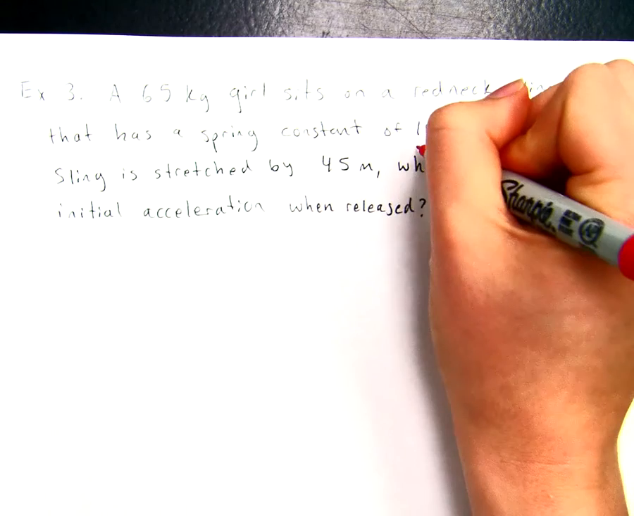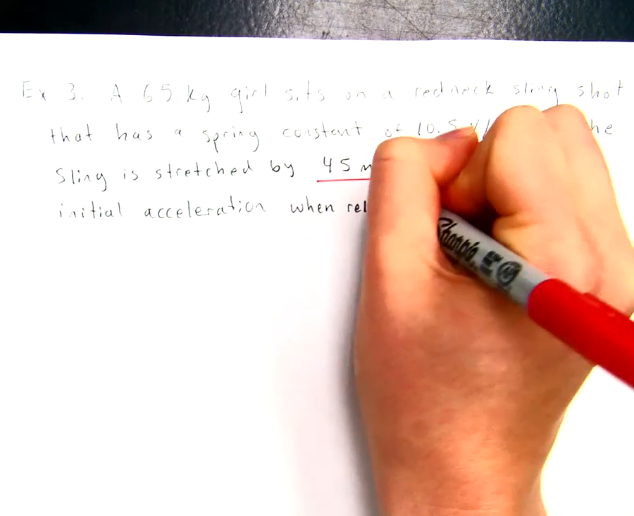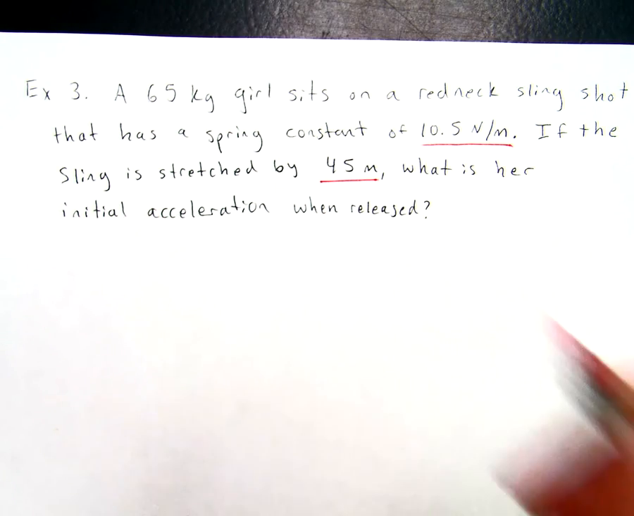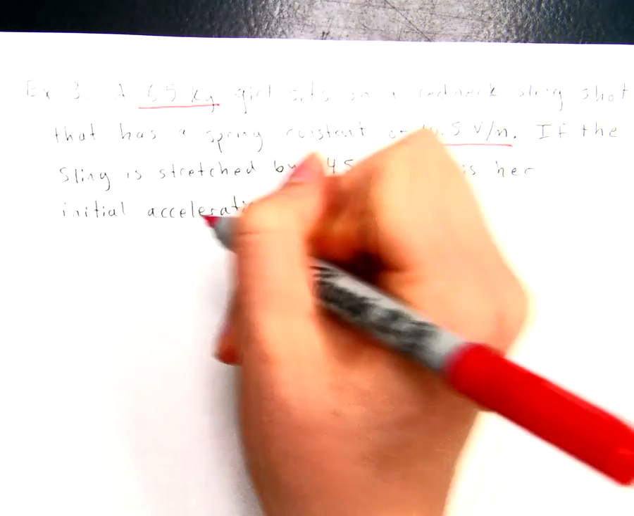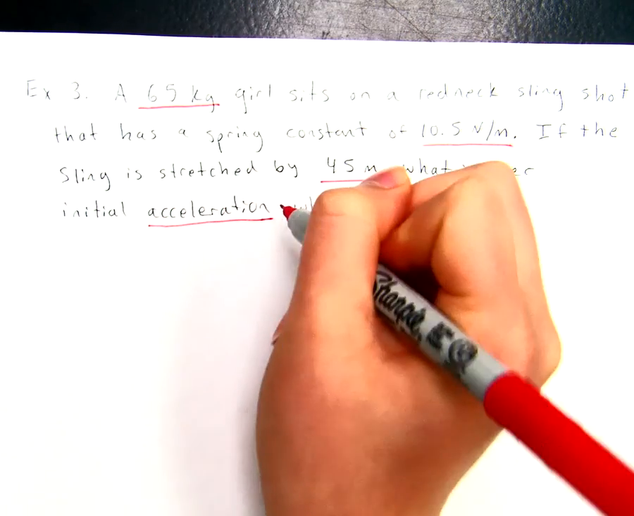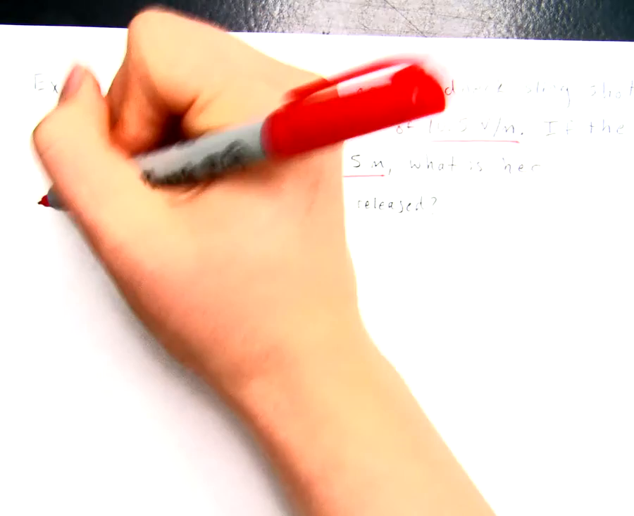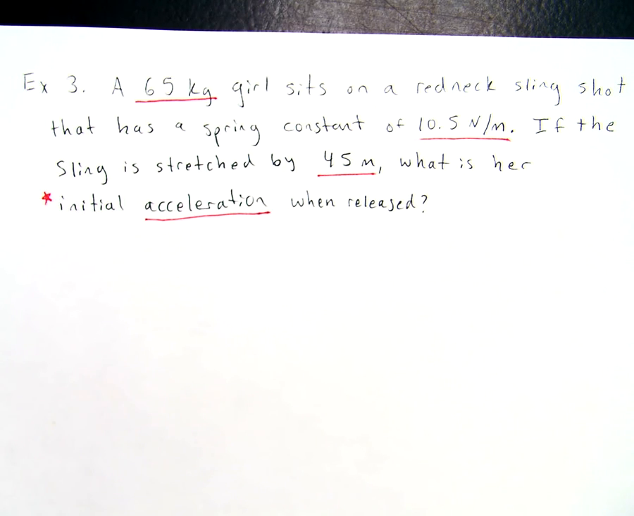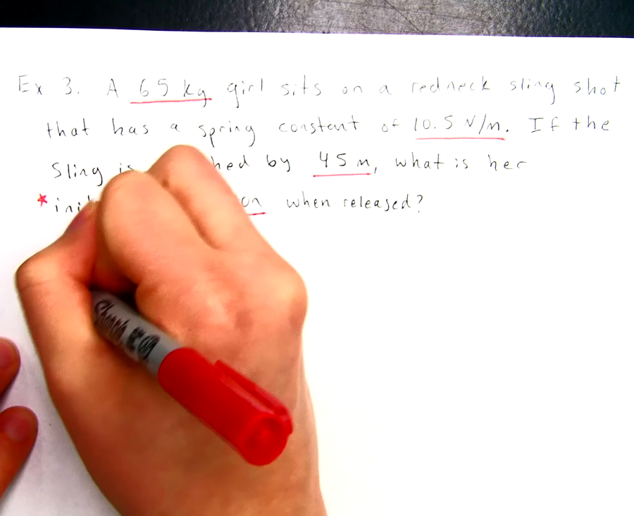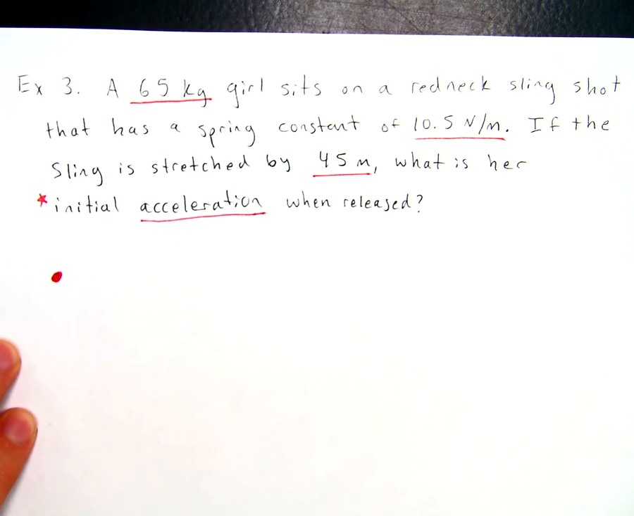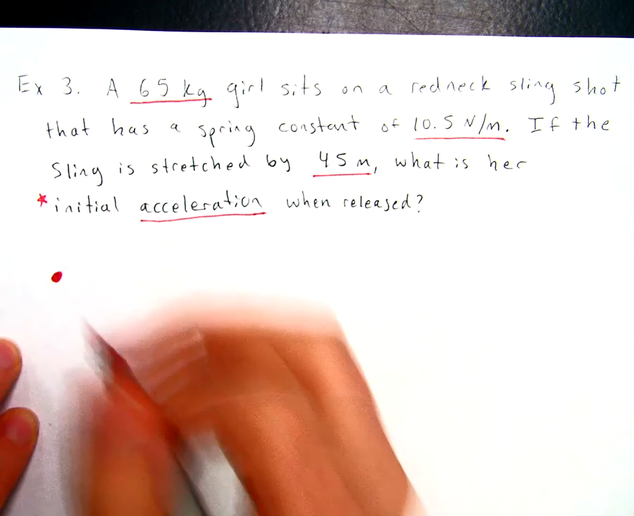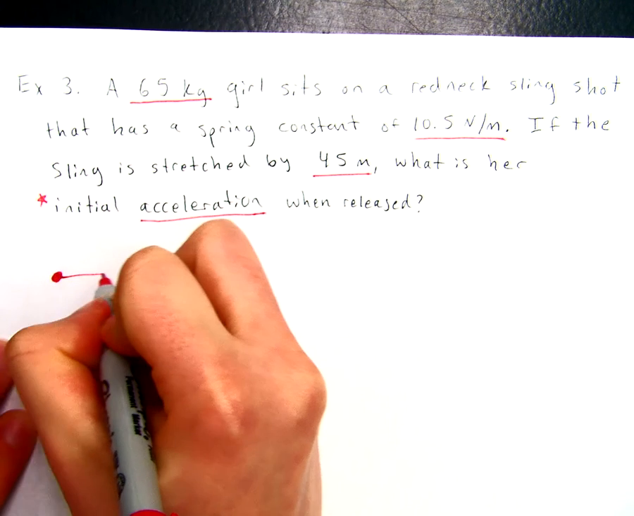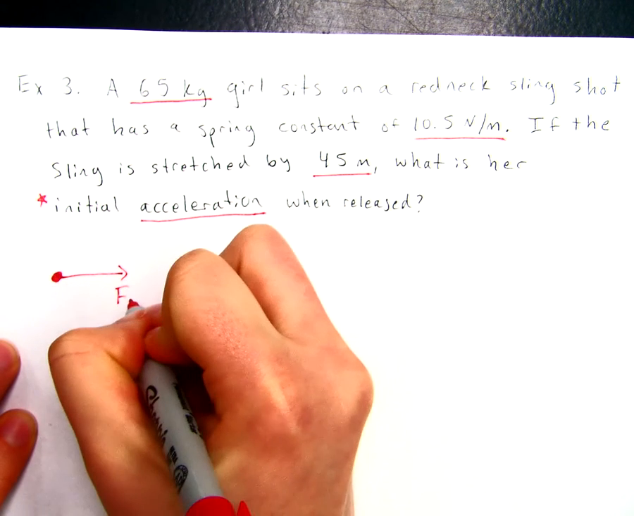So we have our traditional spring constant and our typical distortion for a problem, but they also gave us a mass and they're asking for acceleration. The key here is that this is an initial acceleration, so we're going to look at the forces right as she is released. Remember, if we have an acceleration, we have a net force. If we have a net force, we should probably draw a free body diagram. So we're going to have this poor 65 kilogram girl sitting somehow on the slingshot, and there's going to be an elastic force that pulls her back.